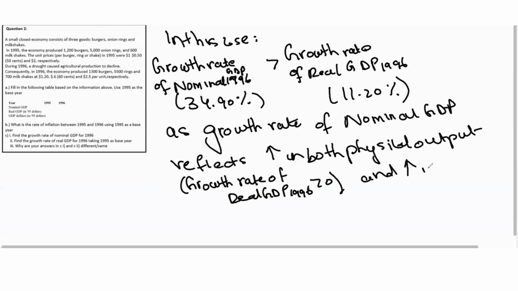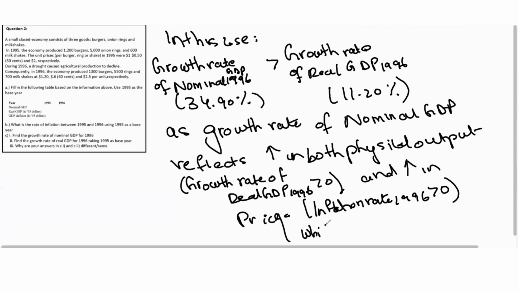And the increase in prices, because when we calculated the inflation rate in part 2, that was also positive. The inflation rate in 1996 was also positive, it was 21.28%, right? So we know that real GDP has grown only because of an increase in quantity, but nominal GDP's growth rate is more than the growth rate of real GDP because we don't just have an increase in physical output, but we have an increase in prices also, represented by the positive inflation rate.